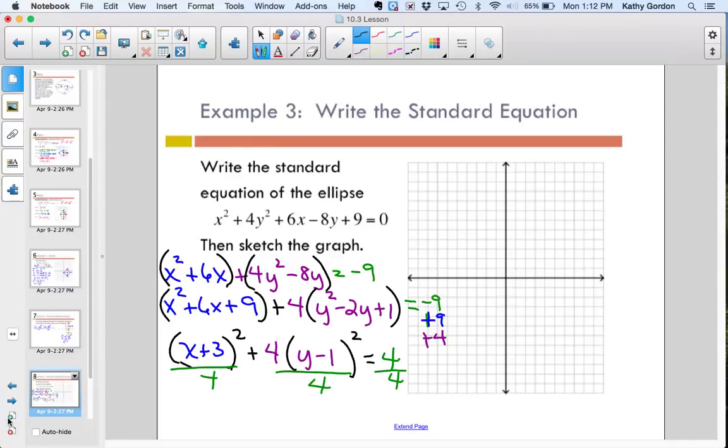So my standard form equation now is that x plus 3 squared is going to be over 4. What happens here? Y minus 1 squared over 1, because the 4's are going to cancel. So this is going to be y minus 1 squared over 1, and then 4 over 4 is equal to 1.